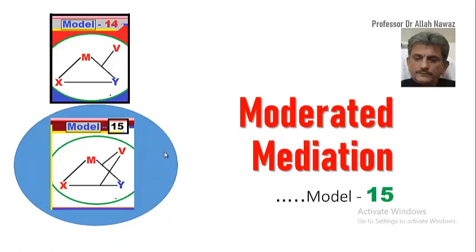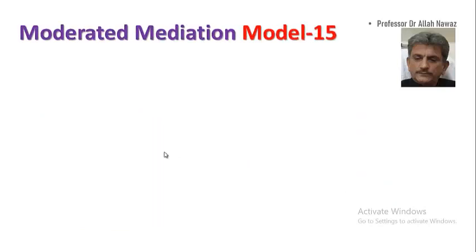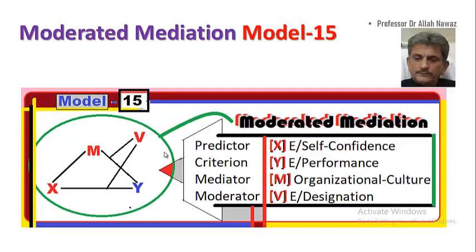So in this video, we shall explain how a designation as a moderator changes the indirect effect of X on Y. The model will use these variables. As a predictor, we shall use self-confidence. The employee performance Y will be the criterion variable, the dependent variable. Organizational culture M will be the mediator, and designation will be used as the moderator.